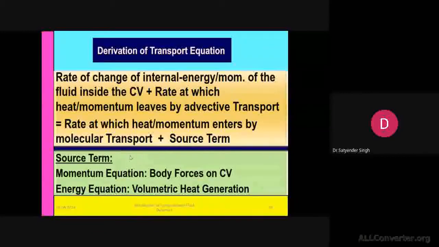We must understand that the source terms in the momentum equation will be the body forces, the pressure forces and the viscous forces, and in the energy equation it will be the volumetric heat generation. And you must remember the source terms will be the volumetric terms. The heat transport by advection as well as diffusion will be the flux terms. Means these particular terms will be applicable on the boundaries, on the surfaces. The source terms will be inside the control volume.